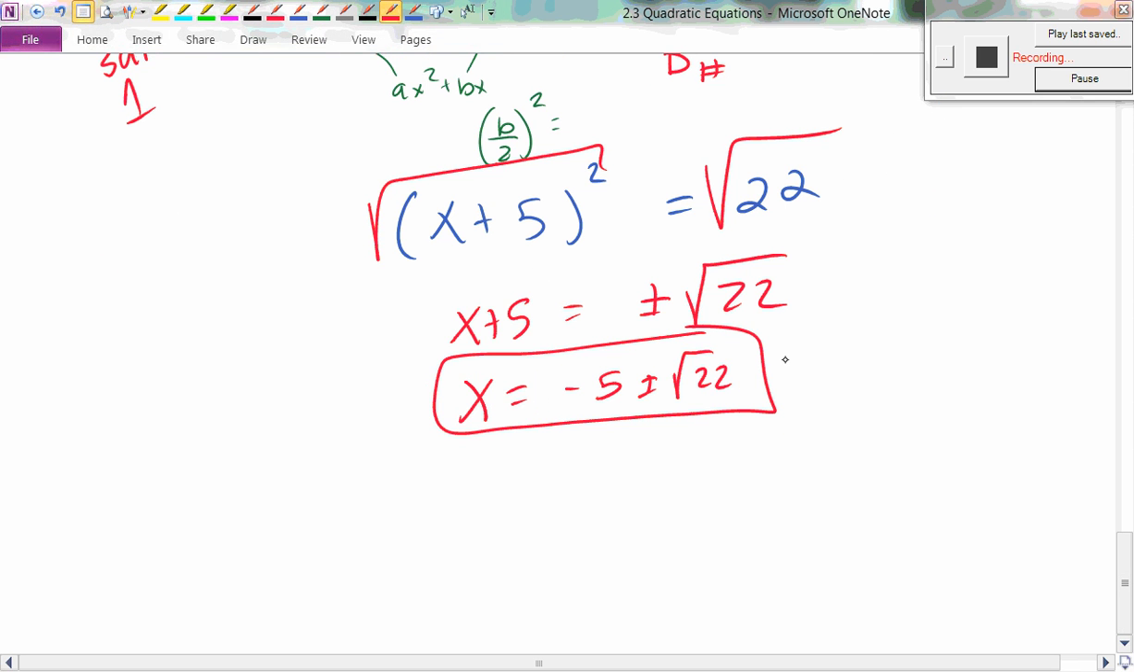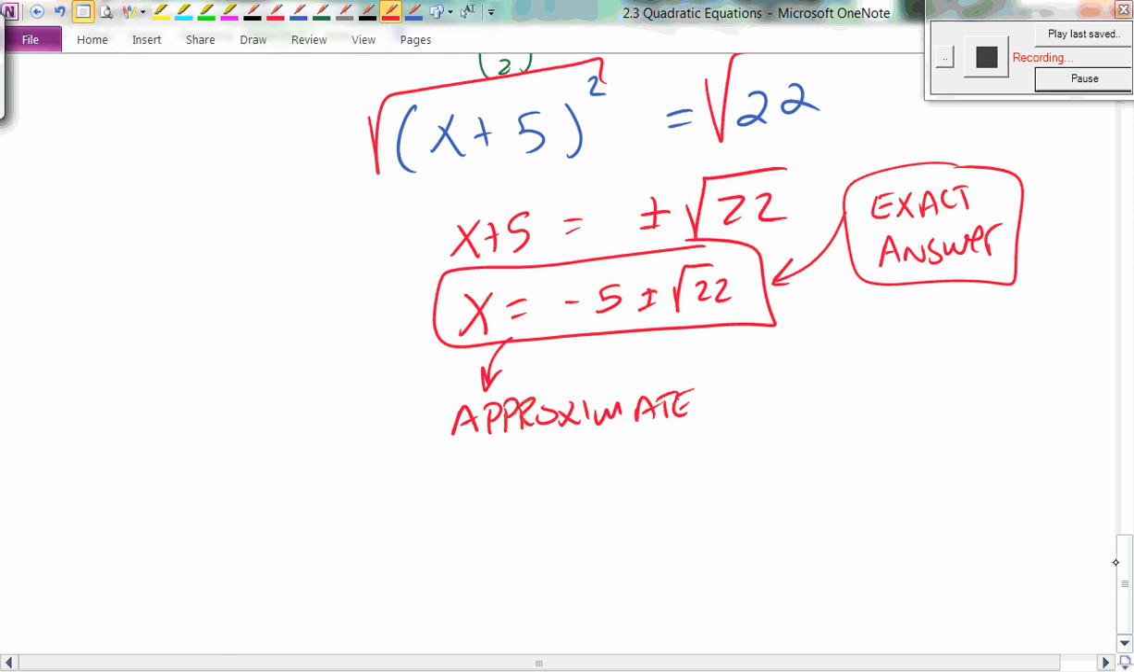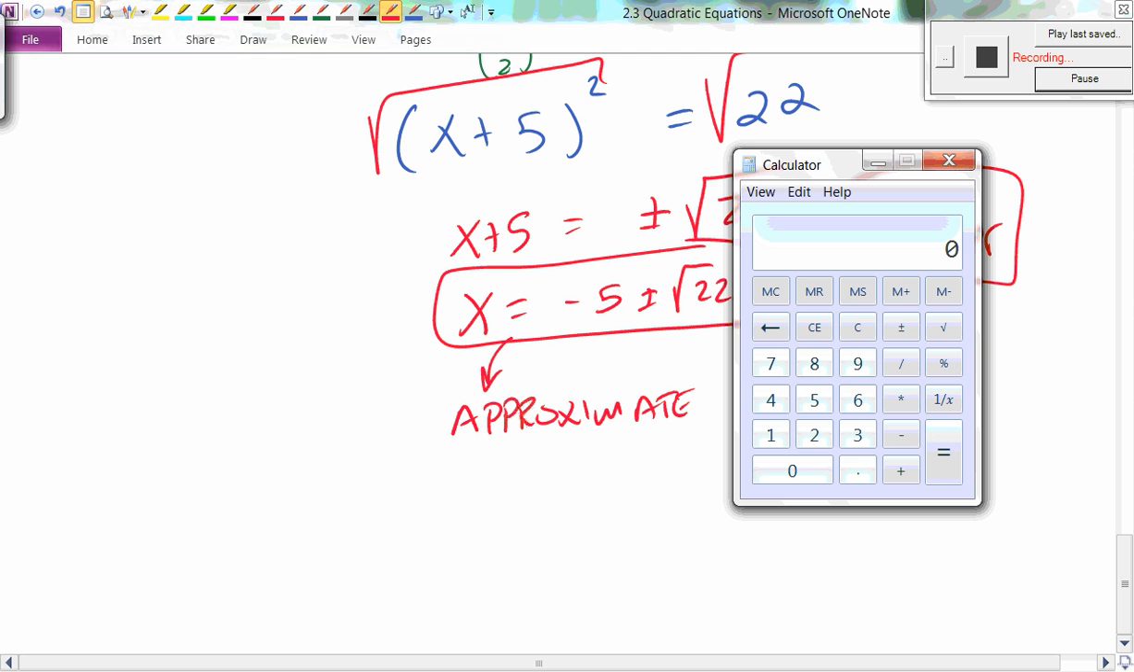Can I leave my answer like this? Yes. In fact, this answer right here is the exact answer. An exact answer will not have a decimal in it, and you will not need a calculator. But what if we just wanted to get the approximate answer so that we could check to see if we get it right on our calculator? Well, let's see here. What is the square root of 22? Let's do 22 square root. What would you round that to?